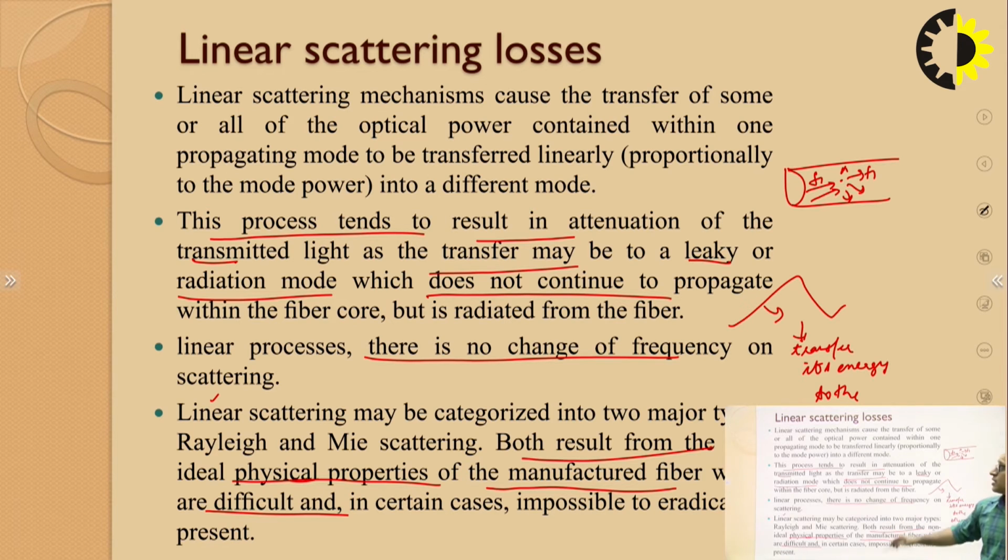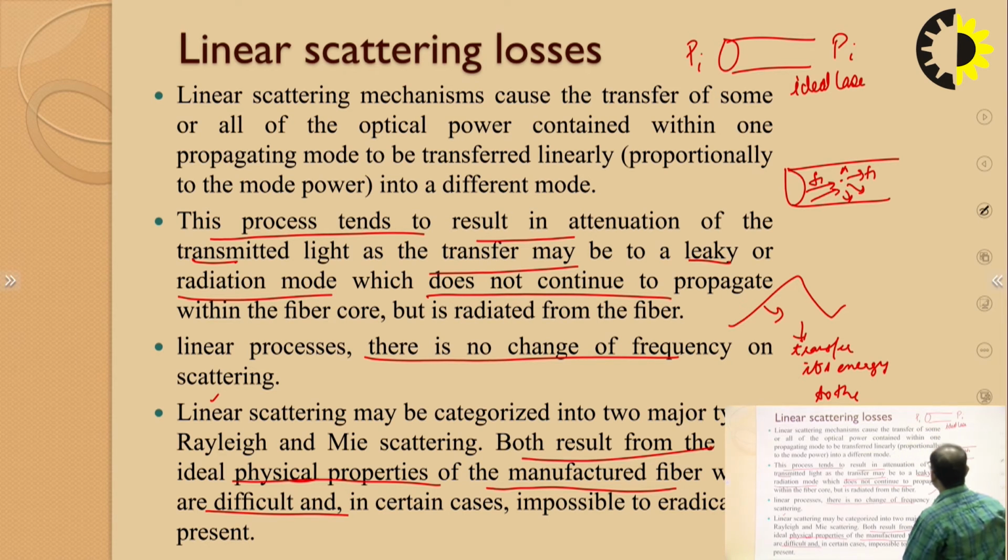So this linear scattering is generally due to the non-ideal physical properties of the manufactured fiber. If this is an ideal optical fiber, there is no loss, that is, the input is P in and the output will also be P in, that is the ideal case. But we always know that no such ideal material is present in the optical fiber cable.